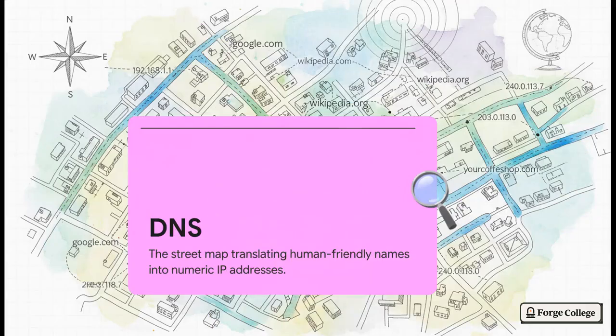Next, we have the map, DNS, or the Domain Name System. Let's face it, humans are famously terrible at memorizing raw strings of IP addresses. It's like trying to remember the exact latitude and longitude of your favorite coffee shop. It's just not going to happen. So DNS acted as the ultimate street directory. It translates those human-friendly names, like a .com, into the raw numeric IP addresses that the postal roads of TCP/IP actually need to route your request.